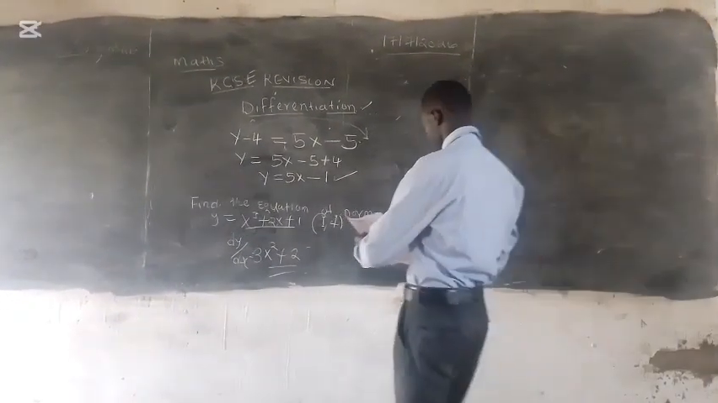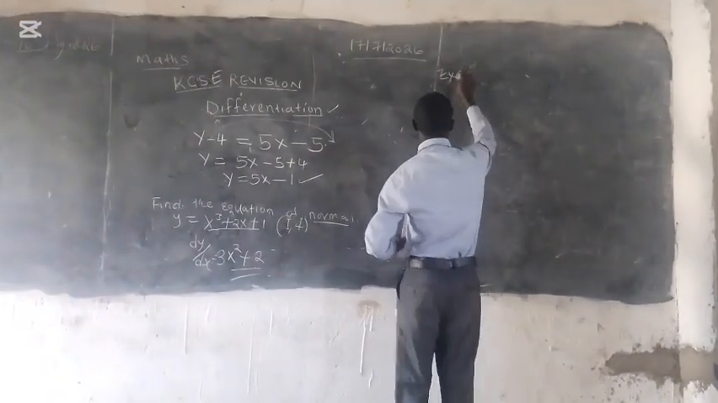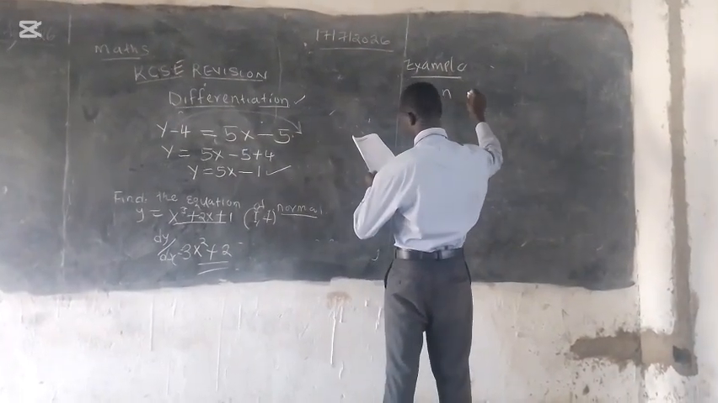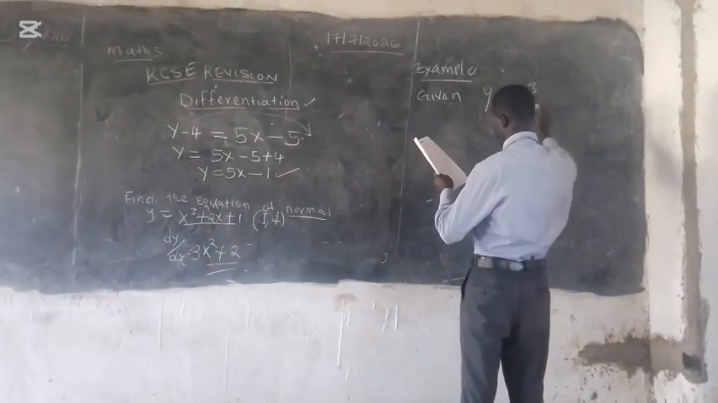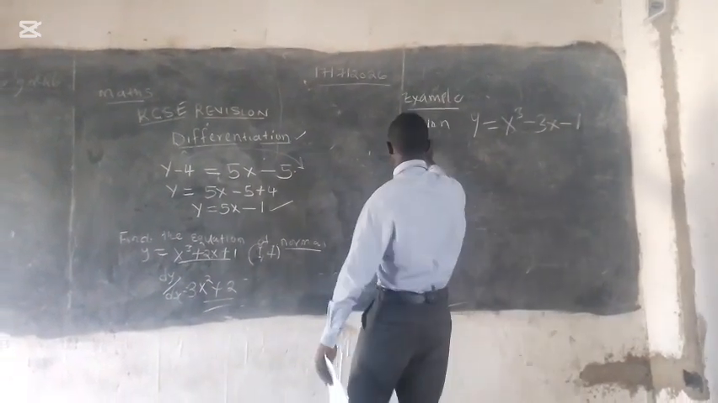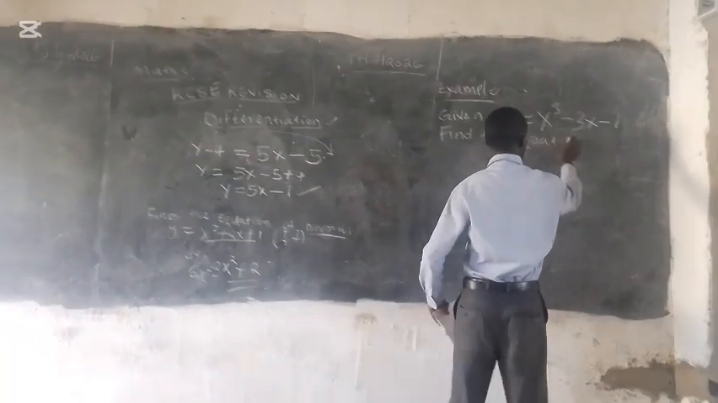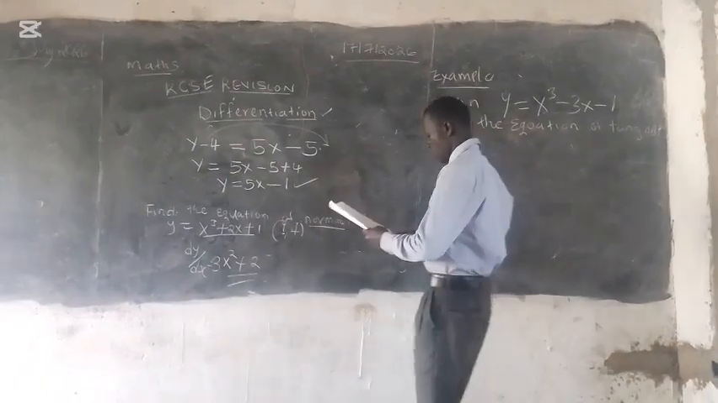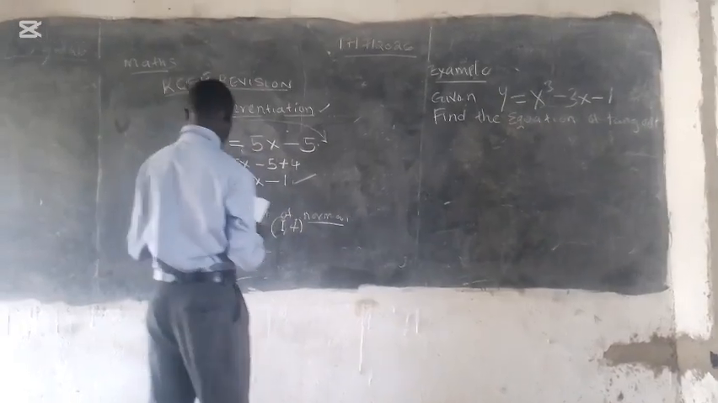Now, students, say the example says, given y equals x cubed minus 3x minus 1, find the equation of the tangent. Find the equation of the tangent to this curve.